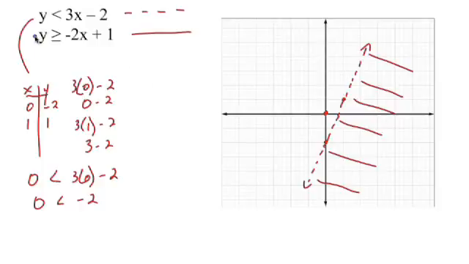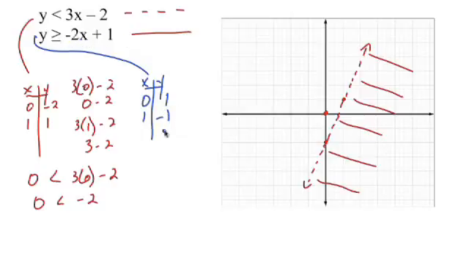So we separate the two. And again, create a simple XY chart. Again, substitute in 0 for x. You notice this term disappears, so y is going to equal 1. Then plug in a 1 for x, so -2 times 1 is -2, plus 1 is -1. Okay, graph those 2 points, 0, 1, 1, -1. Now this is a solid line.